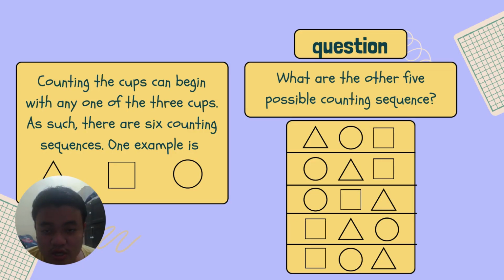So, counting the cups can begin with any one of the three cups. As such, there are six counting sequences. One example is triangle, square, and circle. So, what are the other five possible counting sequences? So, this is the answer: square, triangle, circle; square, circle, triangle; square, circle, square, triangle; square, triangle, circle; square, circle, triangle.